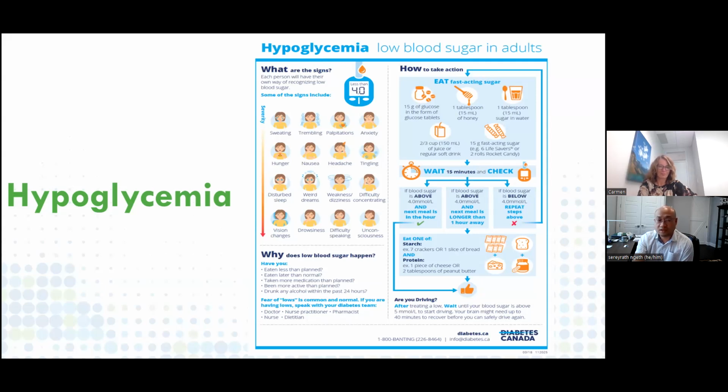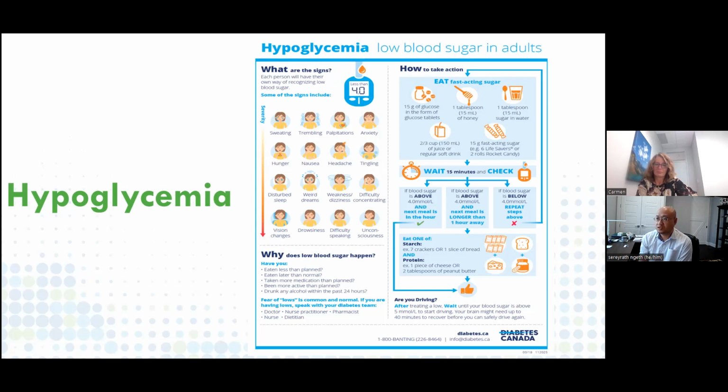So how do you treat yourself? You have to take a sugar load. So on the top part of the picture here, that gives you examples. So a tablespoon of honey, 2/3 cup of a juice box will help increase your blood sugar. You have to wait 15 minutes to recheck your blood sugar. If it's above 4 and your next meal is in the next hour, that's excellent. You don't have to do anything more.